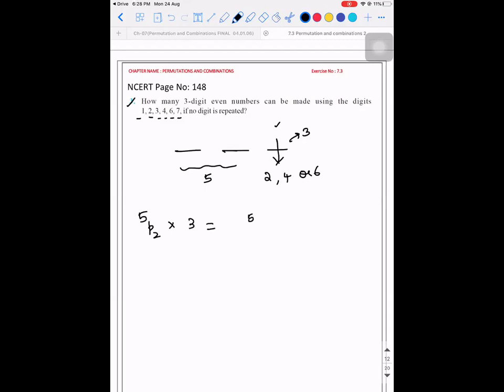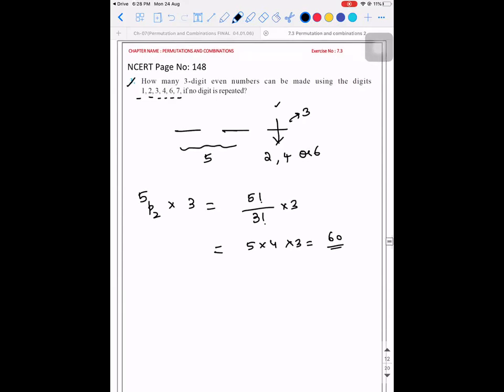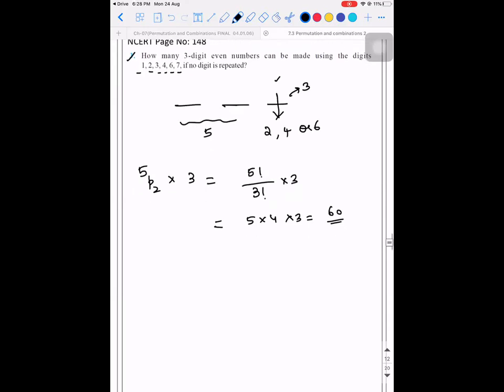5P2 is how much? 5 factorial by 3 factorial, into 3. 5 factorial by 3 factorial is 5 into 4, that is 20, into 3 is 60. So you have 60 such numbers that are possible. Right. So I'm moving on to the next one.